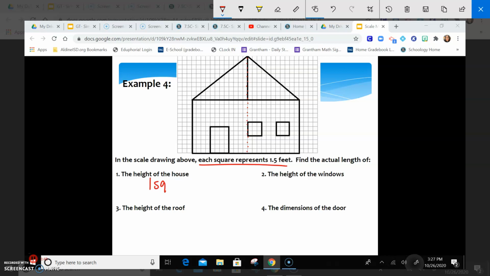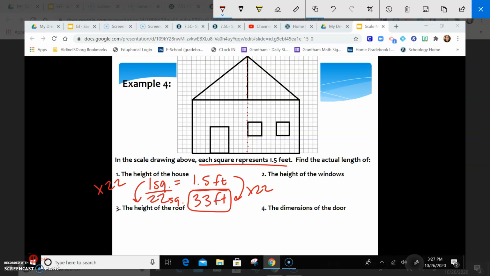So 1 square is equivalent to 1.5 feet. So 22 squares is equivalent to how many feet? Again, I'm basically solving a proportion. I'm going to go from 1 up to 22 by multiplying by 22, so I would do the same thing to the right side of my proportion: 1.5 times 22. I'm going to use the calculator to save us a little bit of time. 1.5 times 22 equals 33 feet. So the height of the entire house is 33 feet tall.